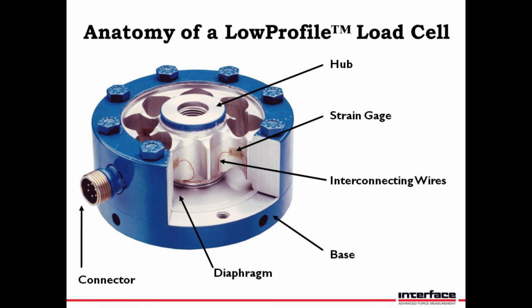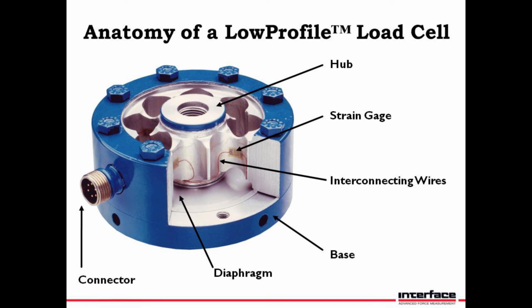Next is the base. The base is critical for two reasons. Number one, it offers a specific hardness, typically 31 to 33 Rockwell C, and it also offers a certain flatness specification, to be specific, 2/10,000ths of an inch. And that's incredibly flat. It's these two combined features that allow us to support the specifications that we provide on our data sheets.